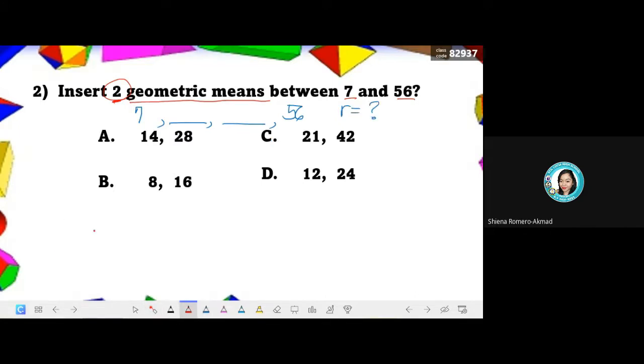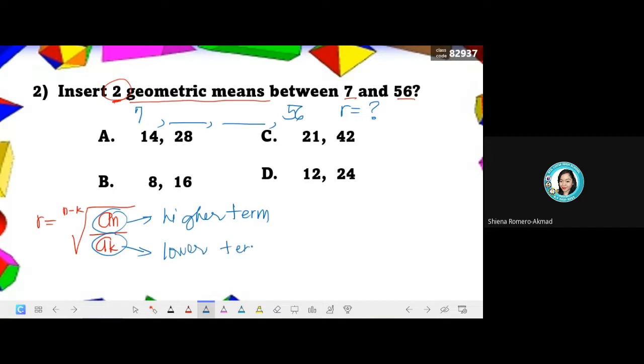So for you to have the ratio, you will use the formula, which is the root of a sub n divided by a sub k. I mentioned this last time, where the root depends on the difference of n and k. And again, a sub n here refers to the higher term, and a sub k refers to the lower term. When we have the geometric mean, usually the lower term is the first term. It's always the first term that is given, sometimes the second term, but it depends on the situation. So in this case, the lower term is the first term, and the higher term is the fourth term. So all I have to do is substitute.